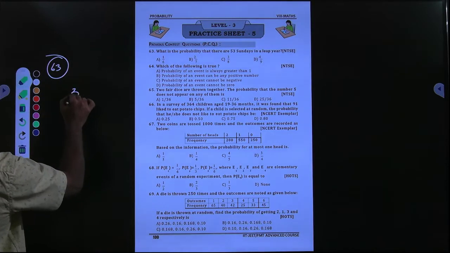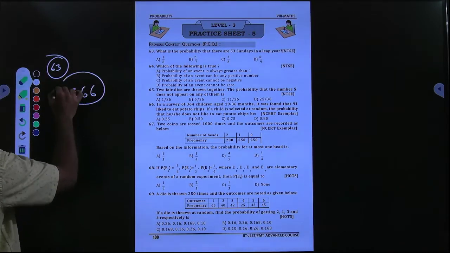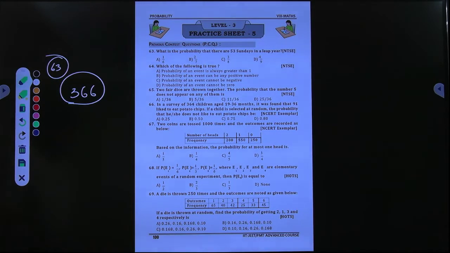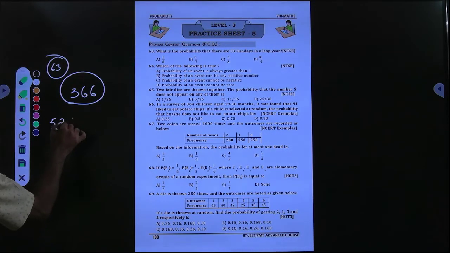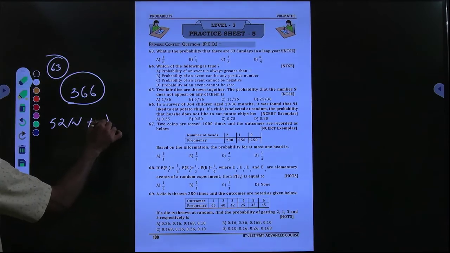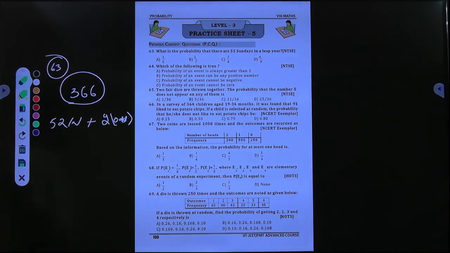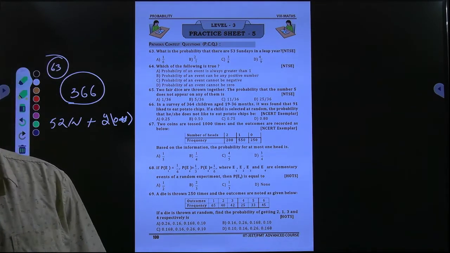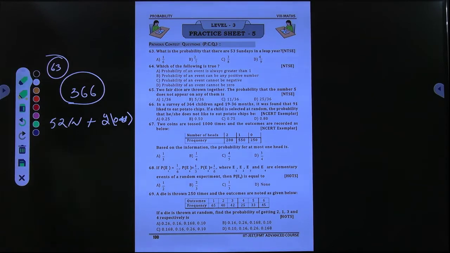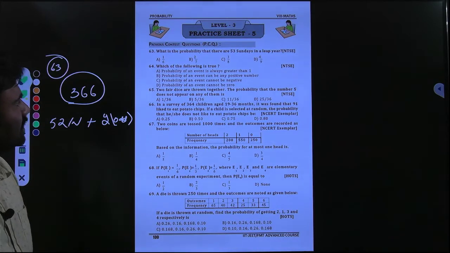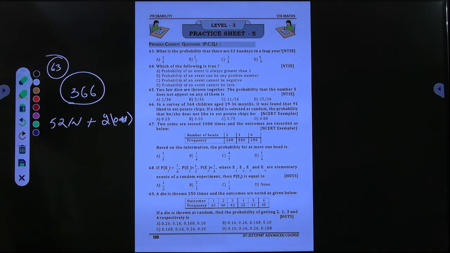The total number of days in a leap year is what? 366 days. In these 366 days, 52 weeks are there, and remaining 2 odd days are there. 52 weeks means what? Every week contains 7 days, so 52 into 7 is 364. So 366 can be written as 364 plus 2 days. 364 days means again 52 weeks, plus 2 days. Every week contains one Sunday, so in 52 weeks, 52 Sundays are there. What about the remaining 2 days?